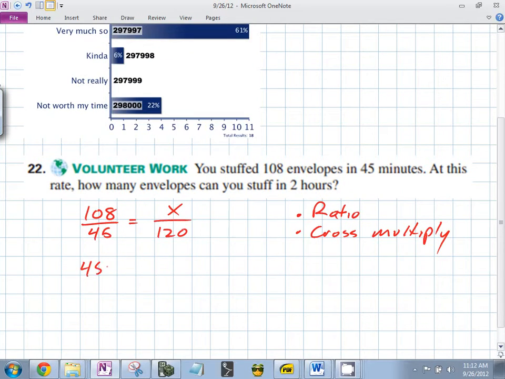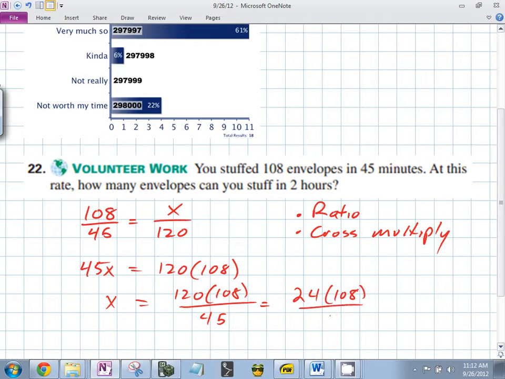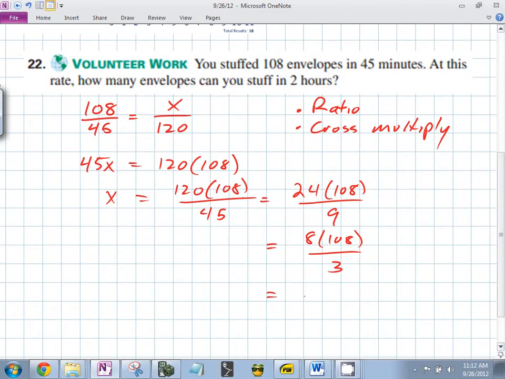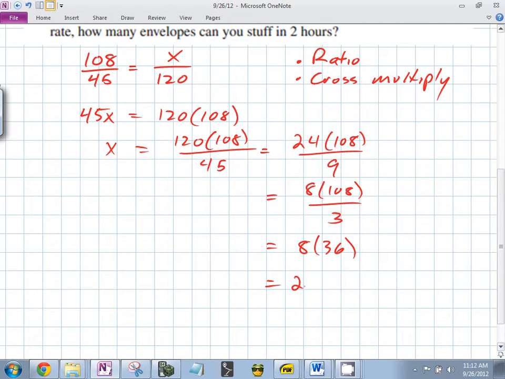So you have 45x is equal to 120 times 108. X is equal to 120 times 108 divided by 45. I'm showing you how I would simplify this without a calculator. I divide by 5, and I get 24 times 108 over 9. I divide by 3, make it 8 times 108 over 3. And then I divide everything by 3. 3 to 33, 36, right? 8 times 36. And I'd get 240 plus 48, which is 288. That's what I would do if I didn't have a calculator.